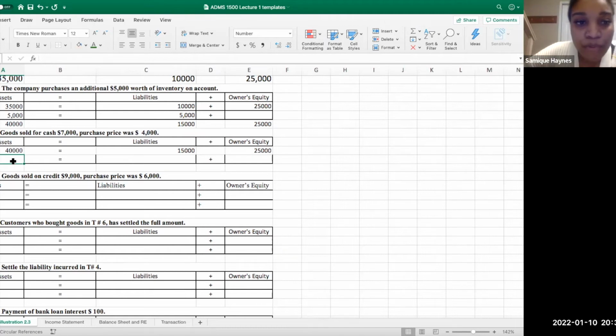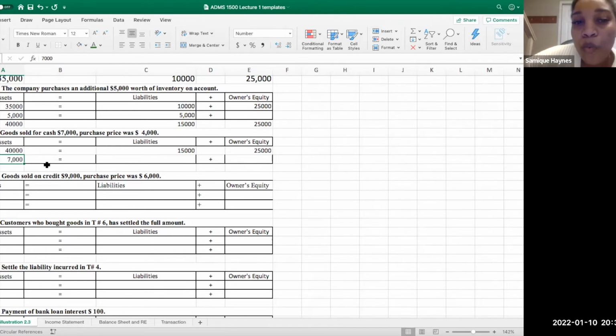So we know that we received cash of $7,000. So that means assets will go up 7,000. Somebody said accounts receivable. No, accounts receivable is if they did not pay us. Then instead of it being cash, it's going to be called accounts receivable, also an asset. But let's go back to this. Assets will go up $7,000.